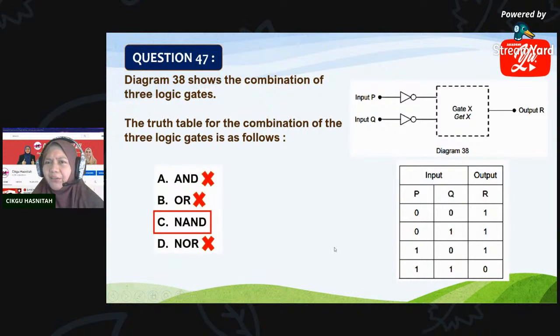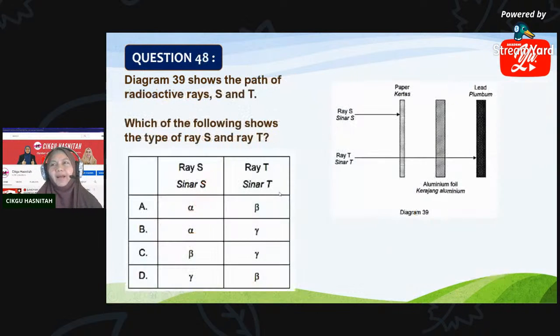So for 47, I didn't see anybody answer correctly. Vinci say B, Jinjie say A, and then later Vinci say D. It is actually C. So are you clear? 47, why the answer is C? Why the answer is NAND gate? If you are clear, you can type yes in the live chat comment. Okay, now 48.